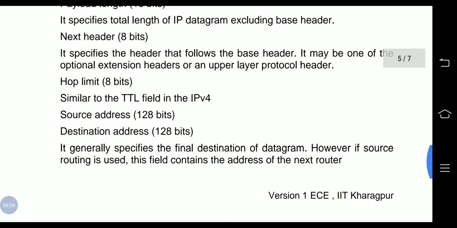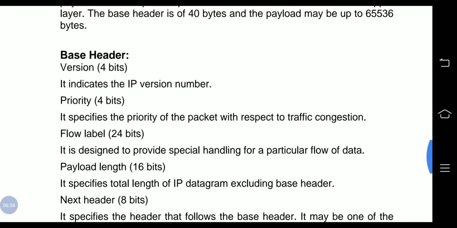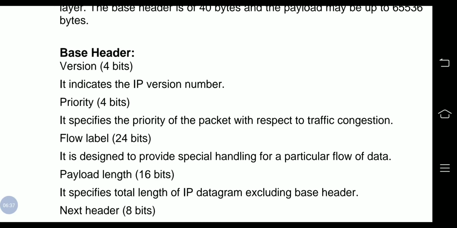Then the second field is priority, which is 4 bits. It specifies the priority of the packet with respect to traffic congestion. That means if there is congestion in the network, where the hops or nodes are trying to send information to each other and there is more traffic, we can set priorities as to which nodes can communicate first and which can communicate later. In that way this priority field can be used to set the priority.